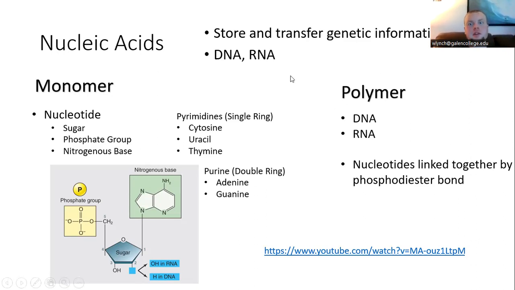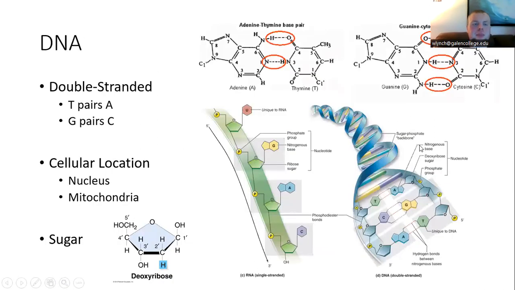So the polymer of the nucleotides is either going to be DNA or RNA. And these linkages are made by phosphodiester bonds. Phosphodiester bonds join the nucleotides together. For DNA, we have a double-stranded structure. Again, thymine is going to bind with adenine. Guanine is going to pair with cytosine. In the cell, we find DNA in the nucleus. We also find it in the mitochondria.